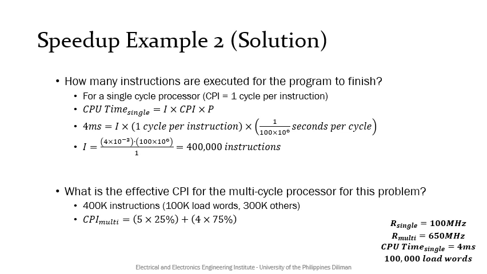From the table given, the CPI for load word is 5, while the CPI for other instructions is 4. The program is made up of 25% load words and 75% non-load words. Thus, the average CPI for this program, for this multi-cycle processor, is 5 times 25% plus 4 times 75%, and evaluating this gives us 4.25 cycles per instruction as the average CPI for the multi-cycle processor.